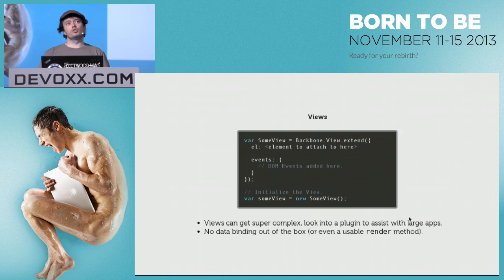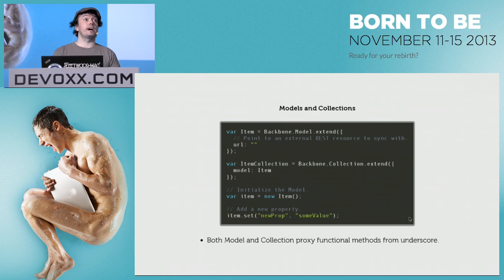So like I mentioned, there's no usable render method, and there's no data binding. A lot of the popular MVC frameworks now are popularizing two-way data binding between the document and your application. In many cases, that's really useful. And just because Backbone doesn't come with it doesn't mean you can't augment it with it. There are plenty of libraries out there that provide two-way data binding that are drop-in compatible with Backbone.